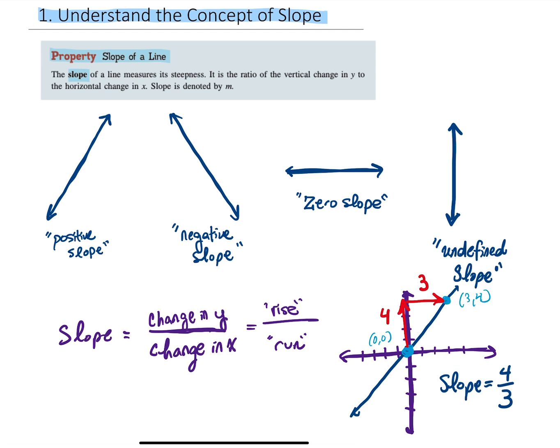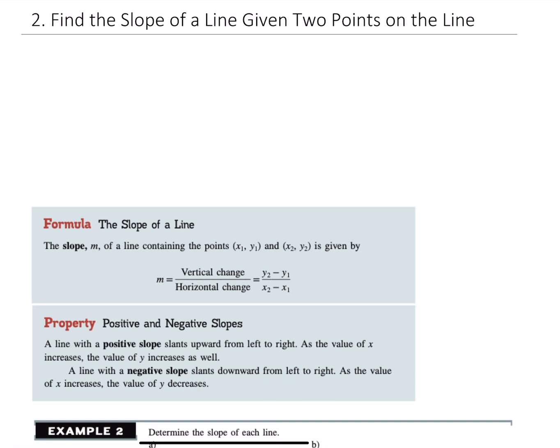And we'll build a more specific formula where we can use 2 points. So let's do that next. So we'll be able to, without looking at the graph, find the slope of a line given 2 points on the line.